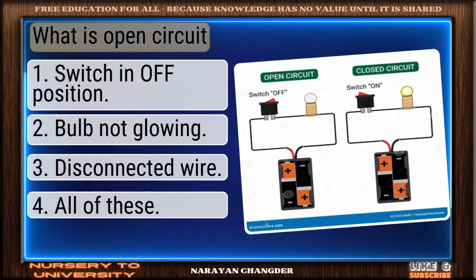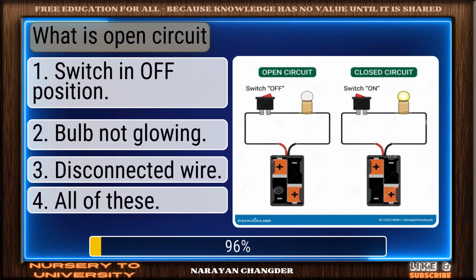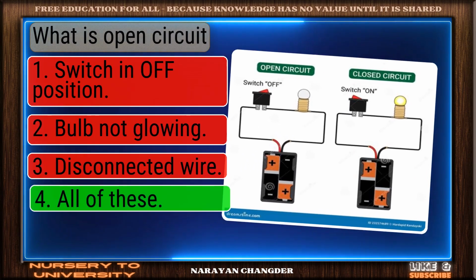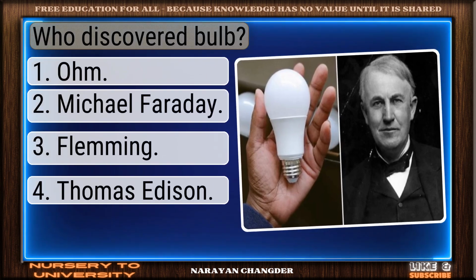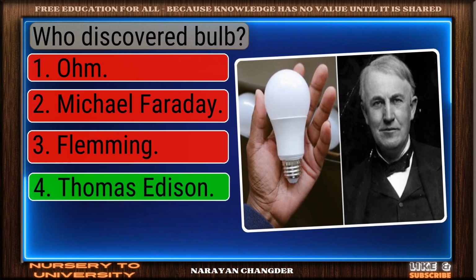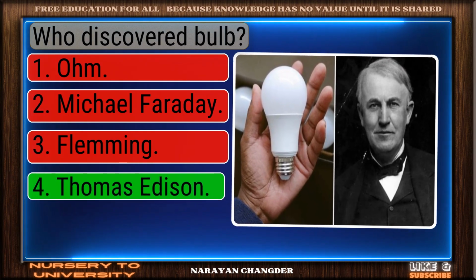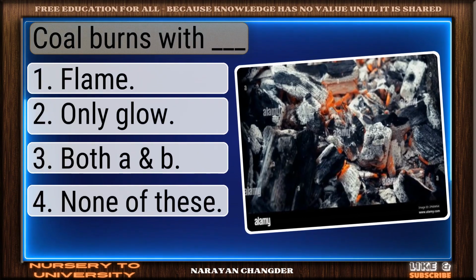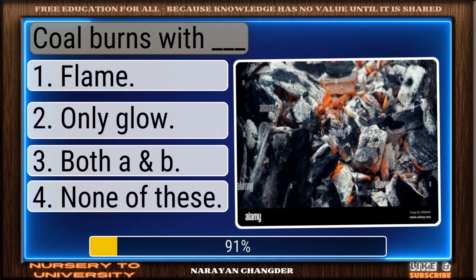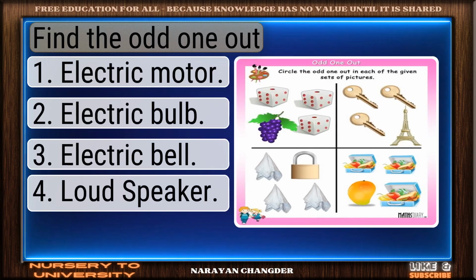Question number 279. What is open circuit? Perfect. All of these is the correct choice. Question number 280. Who discovered bulb? Exactly. Thomas Edison makes sense, and it is right choice. Question number 281. Coal burns with dash. Nice work. You chose only glow and it is correct.